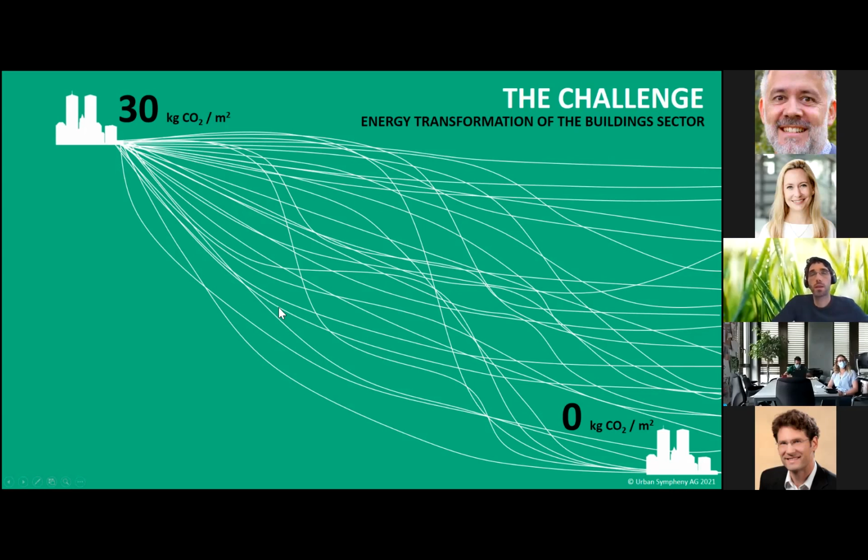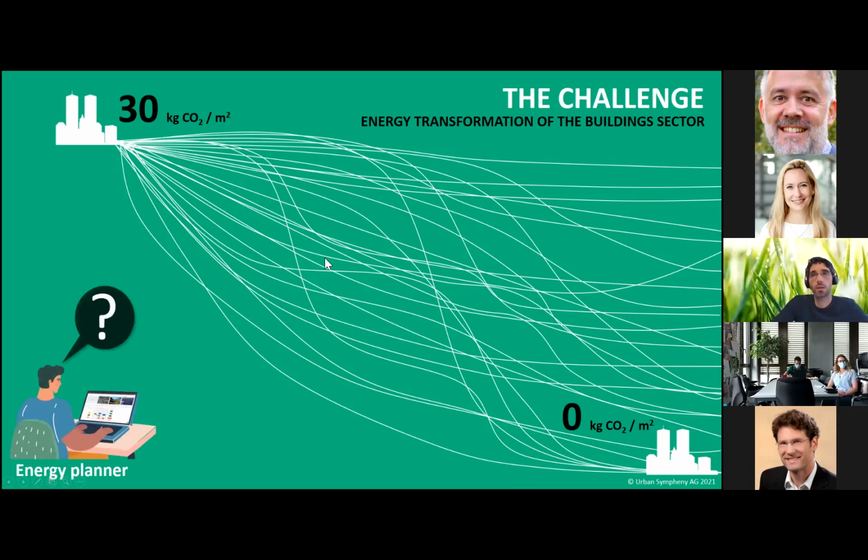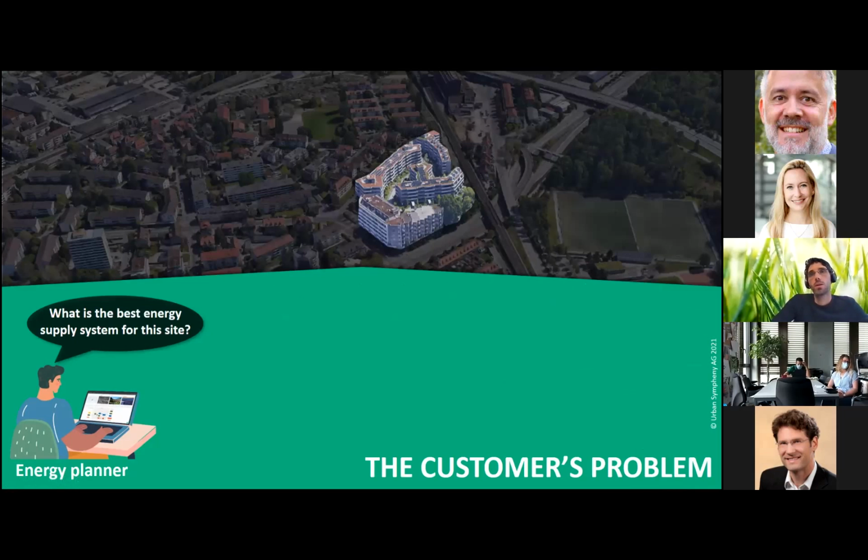And there's a lot of different pathways that can be followed. Some of them lead to your goals, some of them not. And it's the challenge or task of the energy planner, or at least he plays a large role in it, to figure out what should this pathway look like, which technologies should play a role, and how should they be used. So a typical energy planner, they look at a site like you see here, can be a building, can be a neighborhood or an areal, can be a district, and they try to answer the question, what is the best supply system for this site?